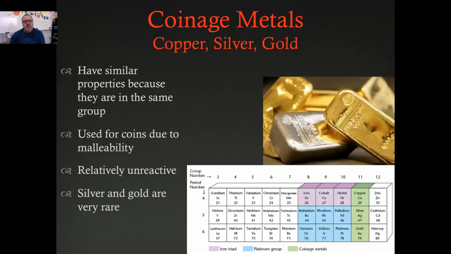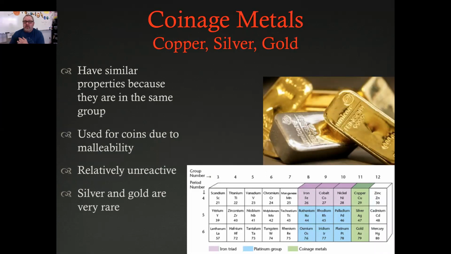The next one is the coinage metals: copper, silver, and gold. Kind of makes sense, right? Who wouldn't want a gold coin? Again, they have similar properties because they're all in the same group. They're used for coins because they're malleable. They're relatively easy to pound into shape, or to turn into coins.